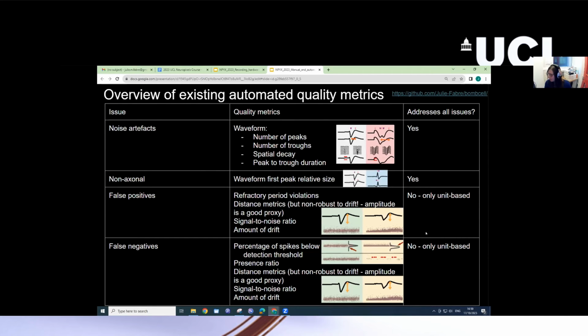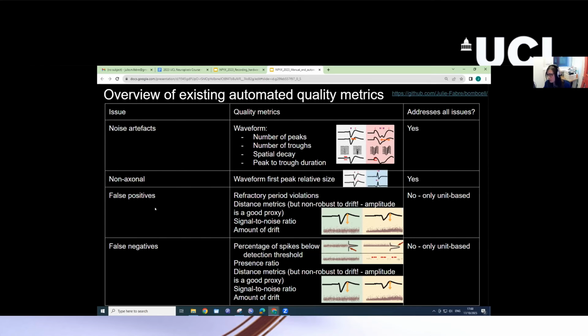I'm not going to go into deep detail over this, but essentially, there are quality metrics to address noise artifacts, which I've detailed here, and they address them very well. And similarly, if you want to sort out non-somatic spikes from somatic spikes. For false positives and false negatives, it's a little bit trickier.